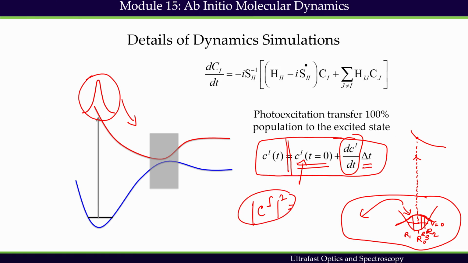So, we know the coefficient value at t equals 0, and after time delta t the value of the coefficient depends on this derivative, and this derivative depends on these matrix elements, and these matrix elements are quantum mechanical effects, because they have a coupling term Hij, and we know that the Hij term exists when we are near the conical intersection or surface crossing regime.